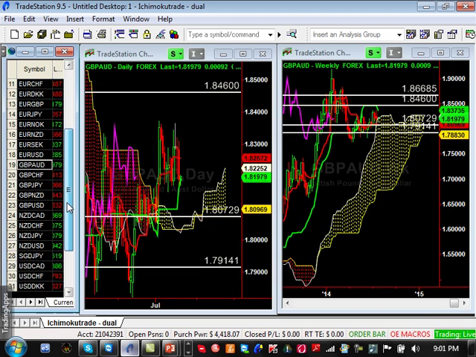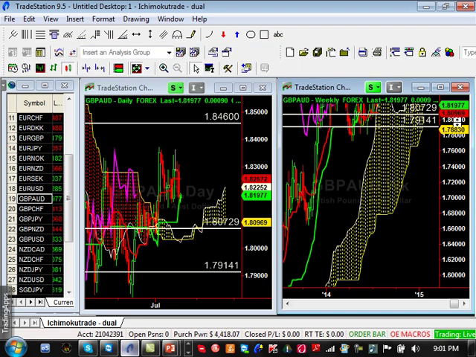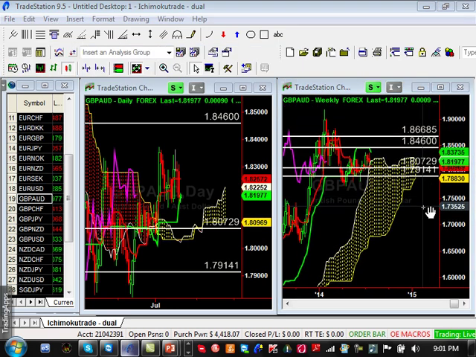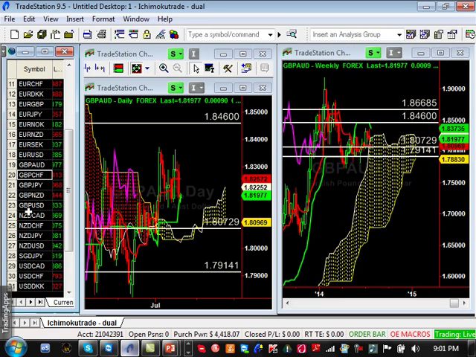Pound Australian, if you look here, there's bullish trending here. A major pullback here, which entered a consolidation pattern. Top of the consolidation pattern is 84.60. The bottom here is going to be roughly around 79.14, which is the bottom of the consolidation.